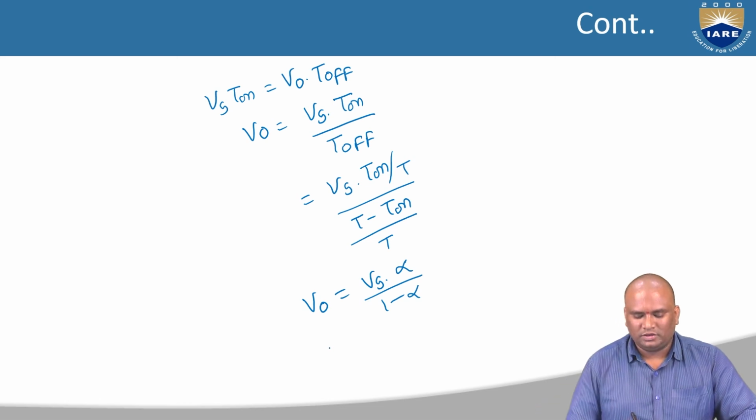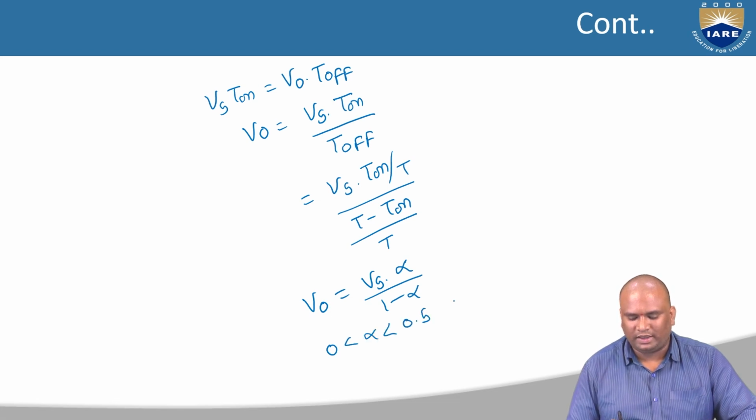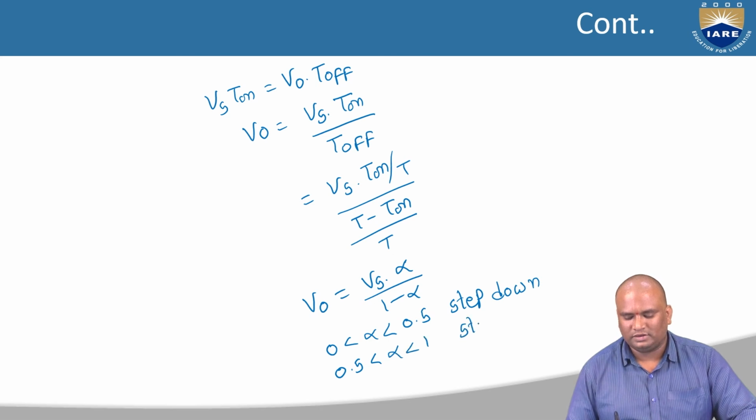In this, when alpha is between 0 and 0.5, it acts like a step down chopper. When alpha is between 0.5 and 1, it acts like a step up chopper.